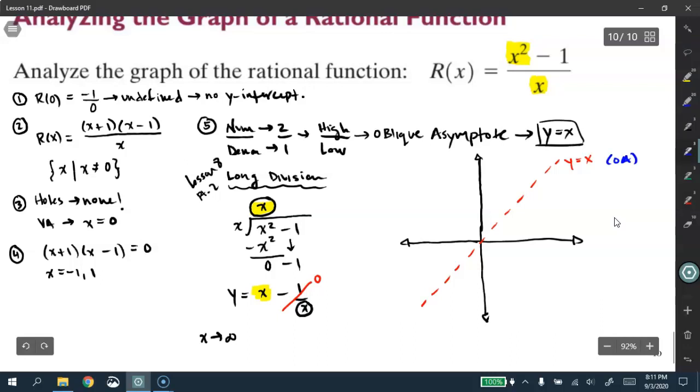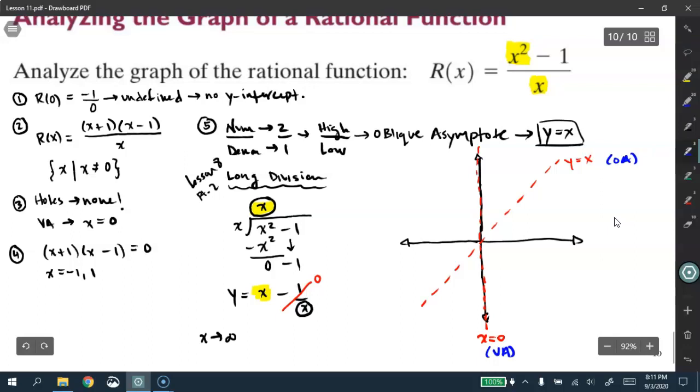And of course, it's got other asymptotes as well. For instance, there's no holes, but we know that there's a vertical asymptote at x equals 0. So I can make a line coming down like this, and that is my vertical asymptote at x equals 0. Let me label that as vertical asymptote. So that takes care of that.